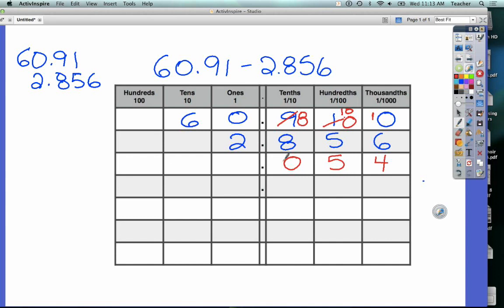I have another problem. Can I take 2 from 0? No, so I have to go to the next column over and borrow a 10 from the next place over. 10 minus 2 is? We could add a 0 there. 5 minus 0? 5. So the answer should be 58 and 54.